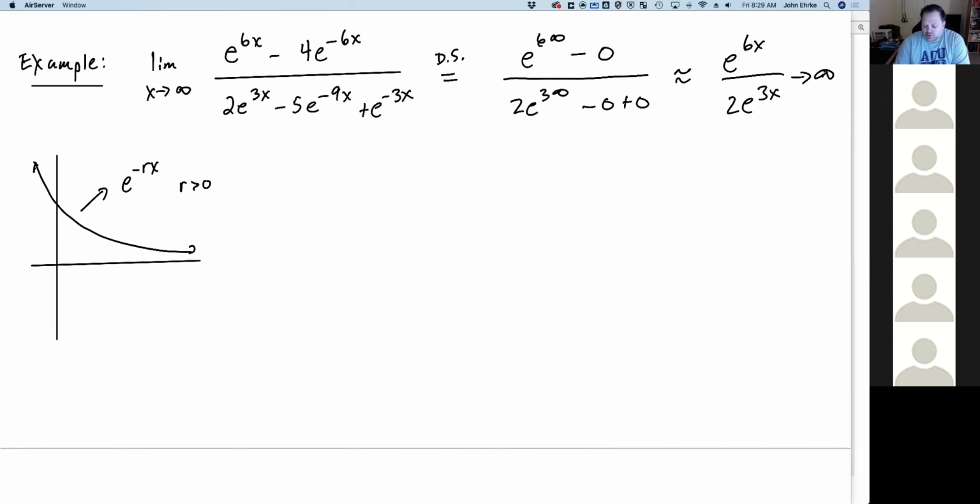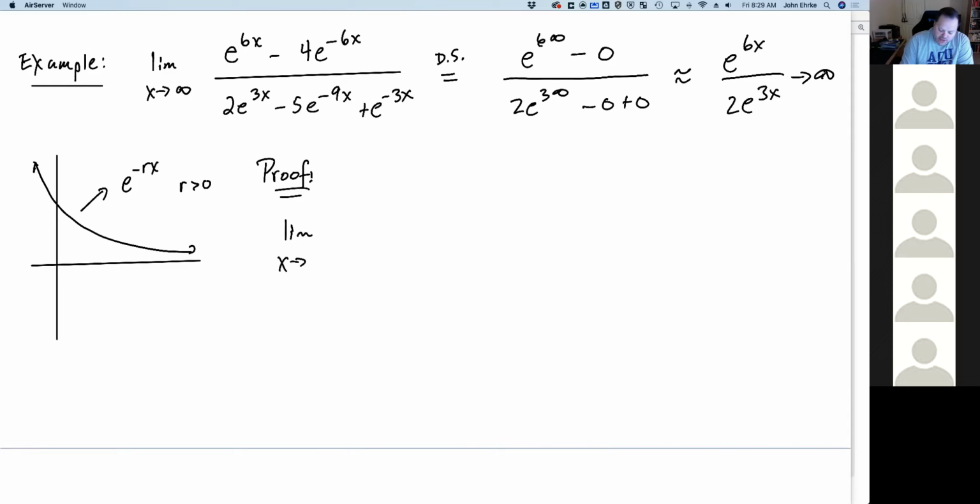So that's the intuition here, is that all of the decaying terms go to 0. And then what's left, e to the 6x, is much bigger than 2e to the 3x. So that's why the answer is infinity, but let's show it. So let's prove that that's the case.